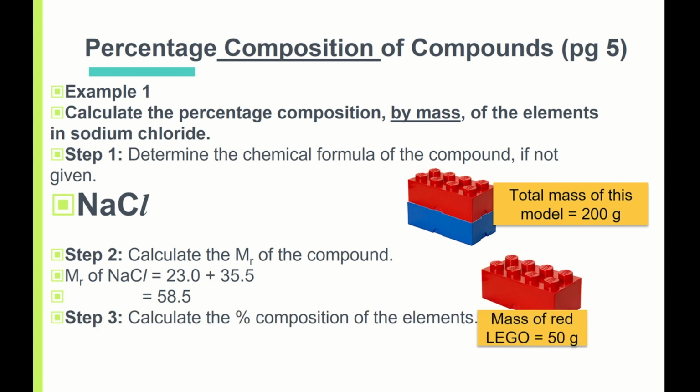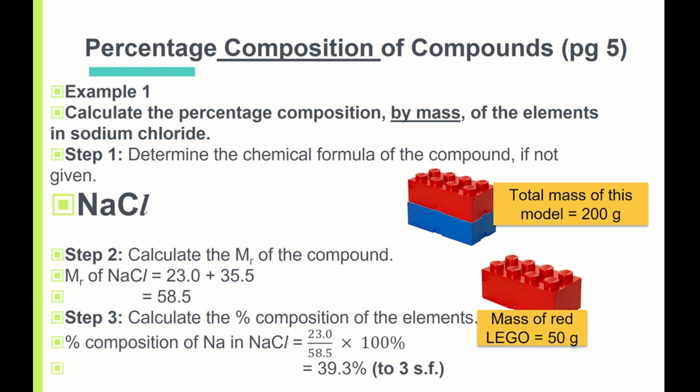So we'll take a look. For example, I'm interested in sodium. For sodium, I know that it's 23. So 23 divided by 58.5 multiplied by 100%. Out of this 58.5, 39.3% is contributed by sodium. If you want to work backwards, you can also do the same. If the question says that 39.3% of sodium chloride is made up of sodium, total mass is 58.5, calculate the mass of sodium. Then you calculate it and realize that you will get 23.